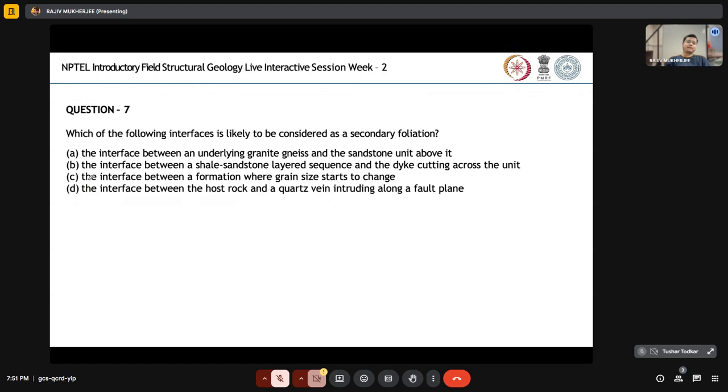Now, these kind of questions are actually pretty good, so they can nurture what you think about secondary foliation and primary foliation. So I will pause for another minute and let you guess what would be the answer, and then we can talk.